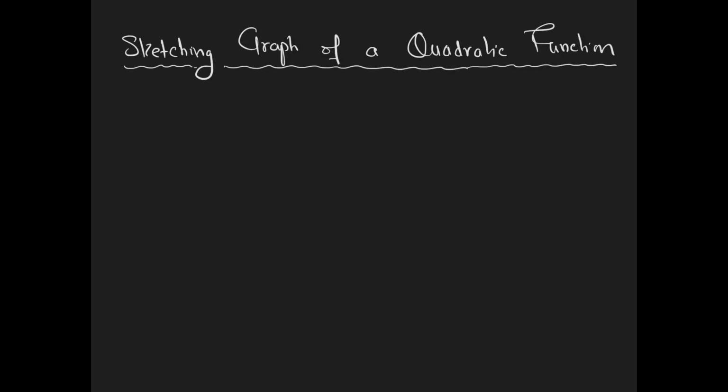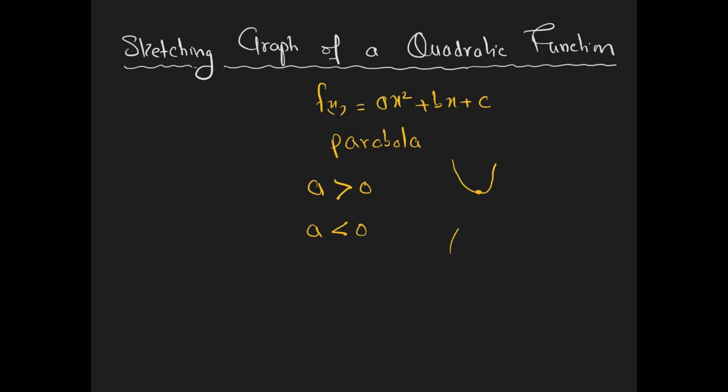In this video, we are going to look into sketching the graph of a quadratic function f(x) = ax² + bx + c. We know that the general shape of the graph of a quadratic function is a parabola, and depending on the value of a, we can sketch the general shape of the parabola. If a is greater than 0, then the parabola has a minimum point, and if a is less than 0, then the parabola has a maximum point.